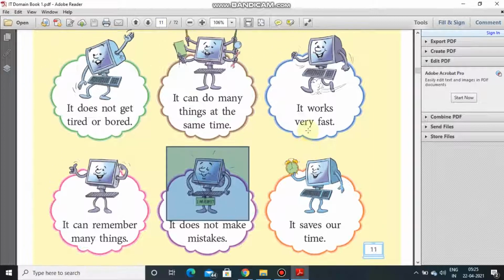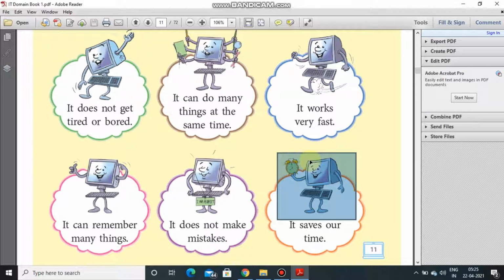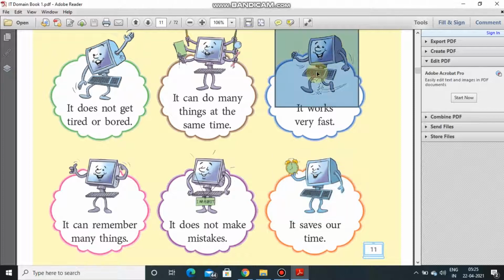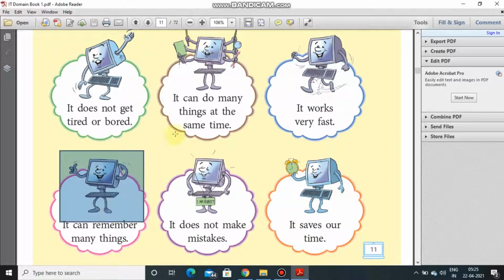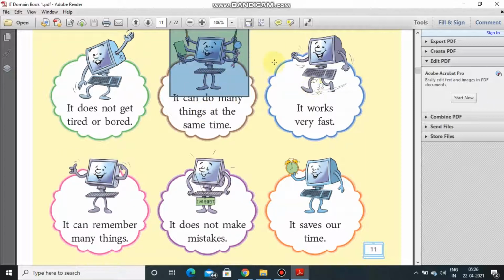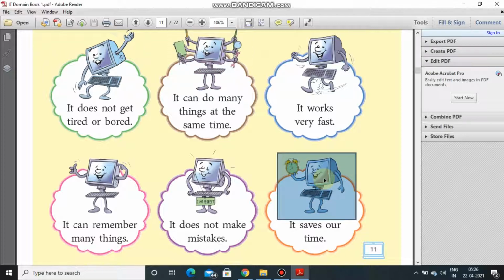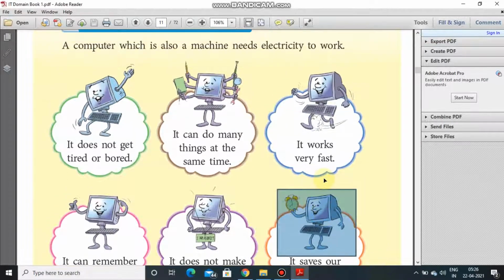And one of the most important qualities of your computer is that it helps to do a lot of work by saving a lot of time. If the computer performs the work quickly, as I have told you, it works very fast, it remembers many things, and it can do many works at the same time. So all these works when done, eventually what will happen? It will save your time. Yes, if you work on the computer, it will save your time and energy and will help you to do the work quickly and correctly.